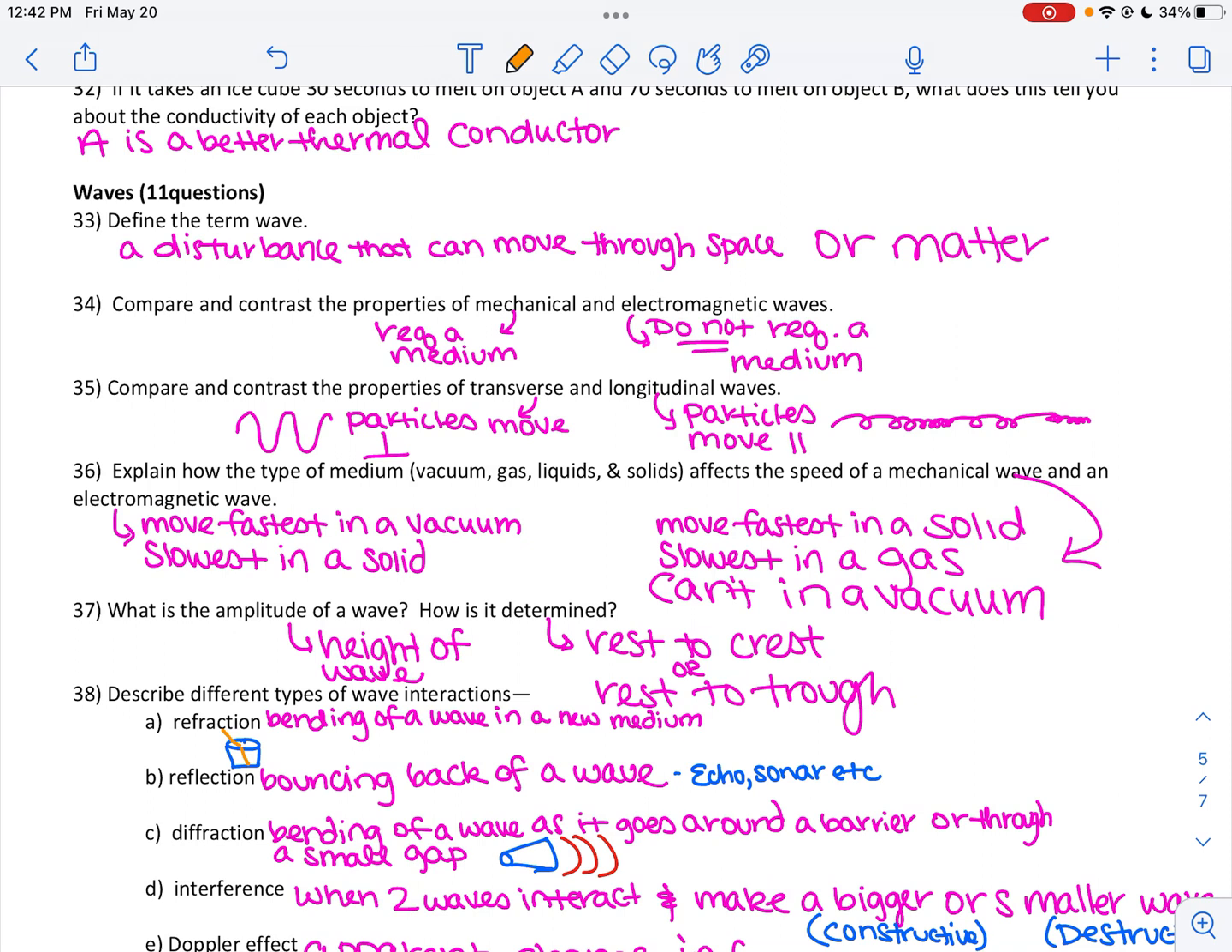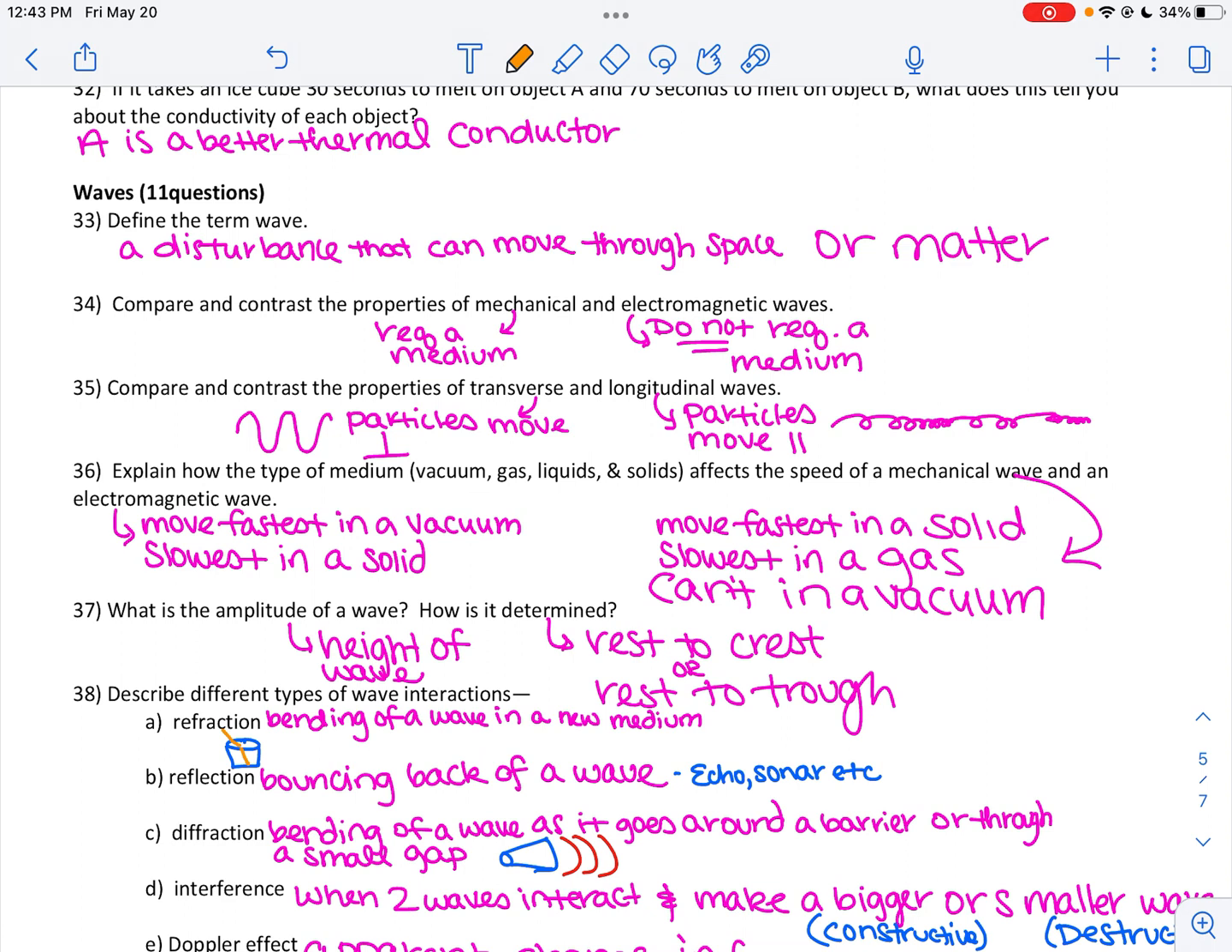Next unit, waves. Biggest things, remember, there are different types of waves. We can have transverse, we can have longitudinal, we can have mechanical, or we can have electromagnetic. Okay. So a wave is just a disturbance that moves through space or matter. Mechanicals do require a medium, whereas electromagnetic do not. Transverse, the particles move perpendicular, whereas longitudinal, they move parallel.